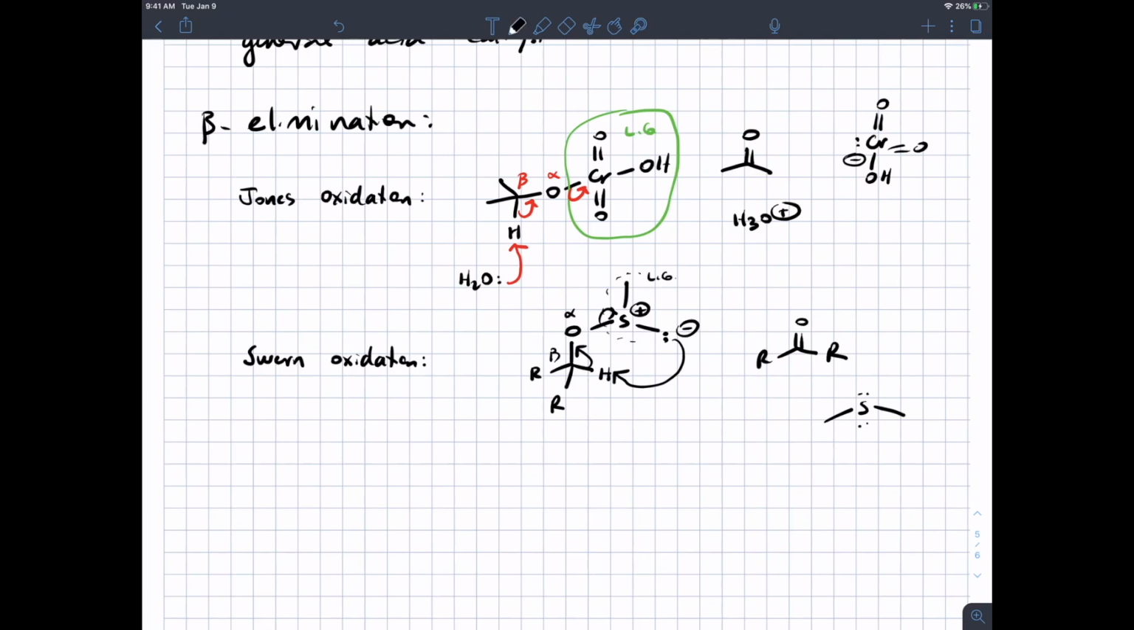In the Swern oxidation, the leaving group is dimethyl sulfide. It acts as a base. It acts as base and leaving group. Kind of weird. Kind of funny. The deprotonated methyl group removes that beta proton, creates the new pi bond, and then lone pairs go on the sulfur.